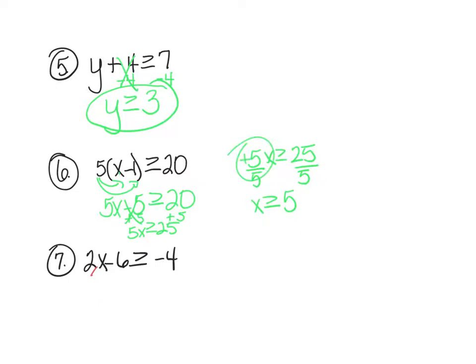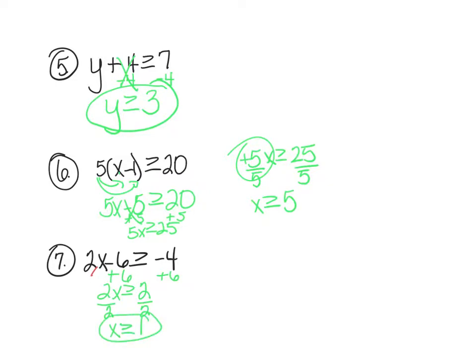Okay, moving on down here. What's the opposite of -6? It's +6. So 2x is greater than or equal to -4 plus 6, which is +2. I'm going to divide both sides by 2. X is greater than or equal to 1.